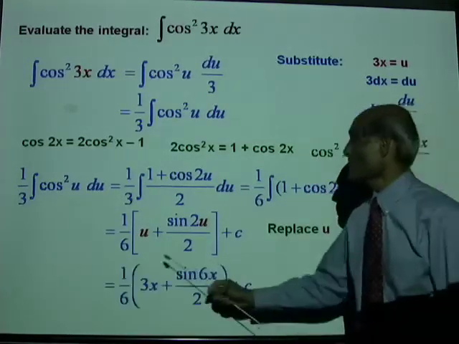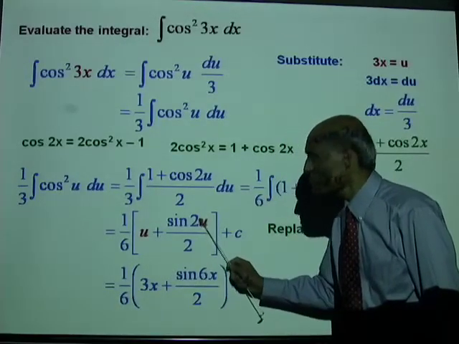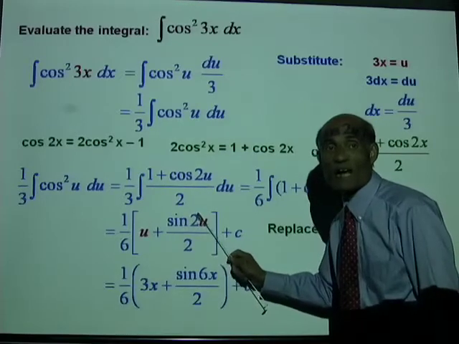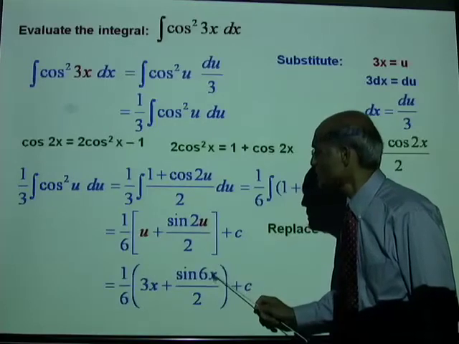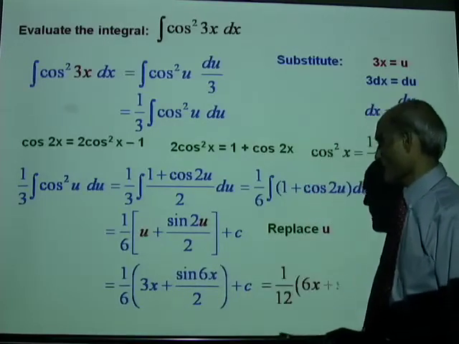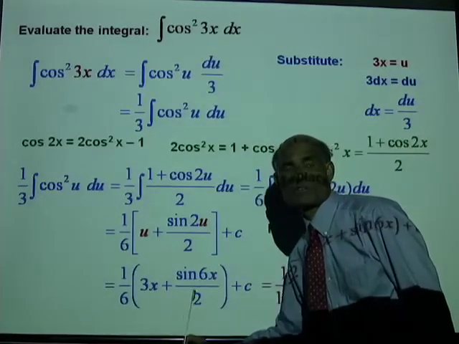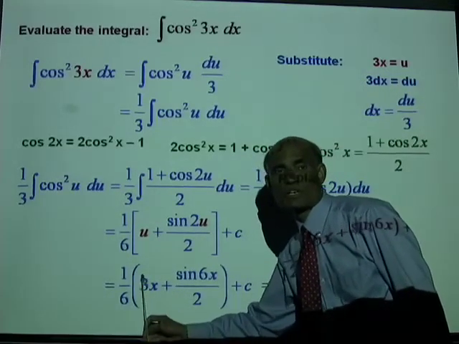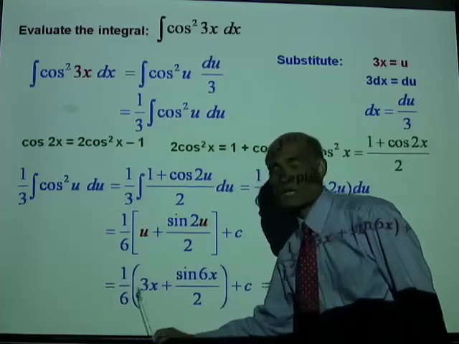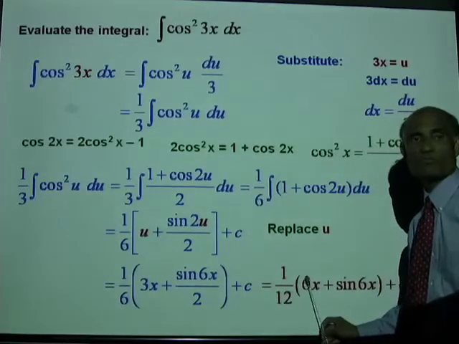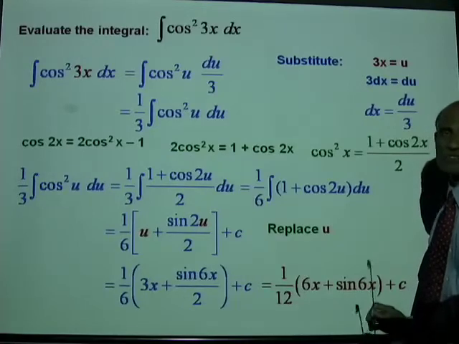It will become 1/6. U is 3x. So when u is replaced by 3x here, it will become sine of 3x times 2, which is 6x, over 2. And take 2 as the common denominator here. When 2 is taken as the common denominator, 2 will get multiplied here, making a 6x. And take that 2 outside, it will become 1/12 of 6x plus sine 6x plus c is the answer.